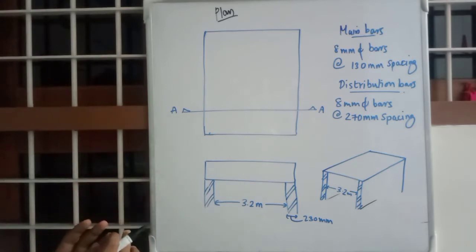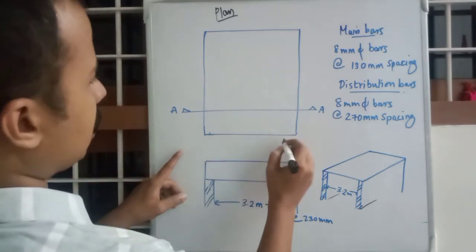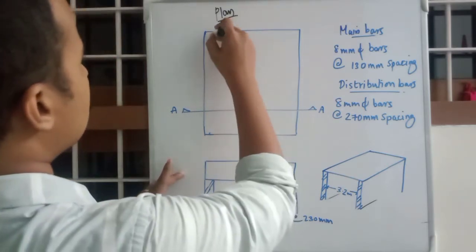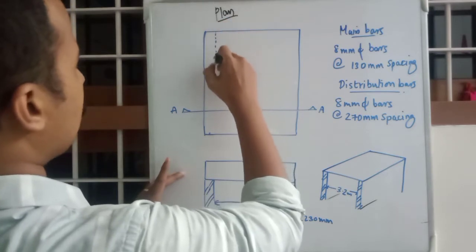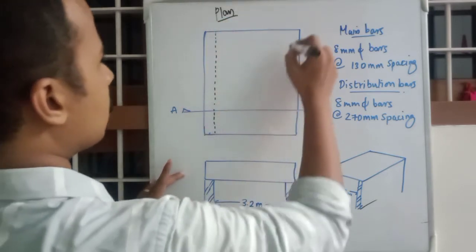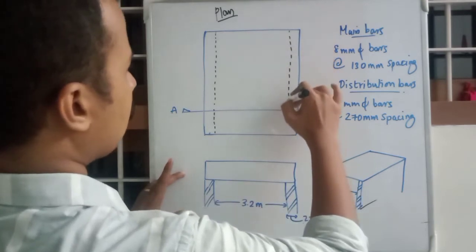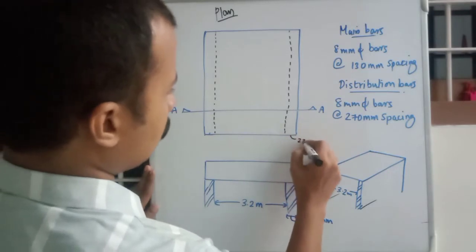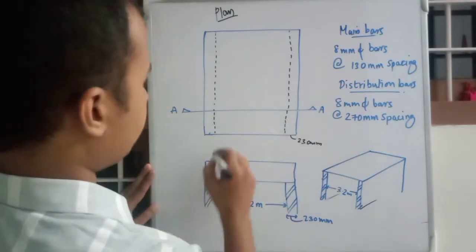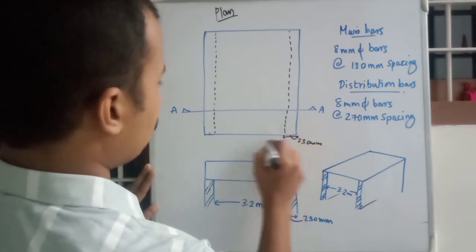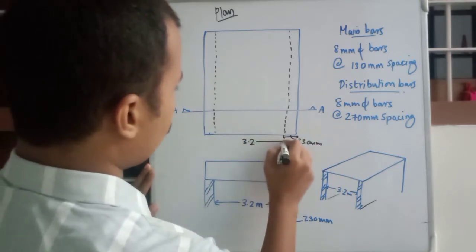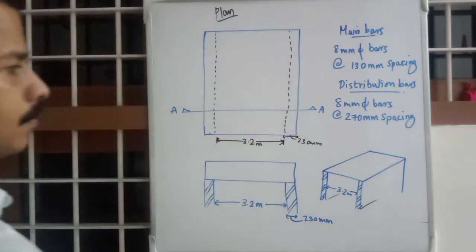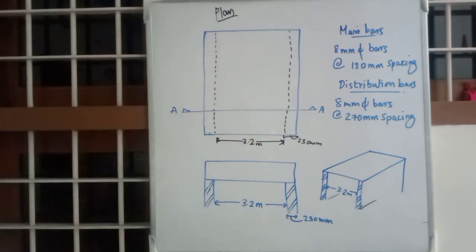Okay, so we will just mark the values like this. This dotted line, somewhat like this, will be the support, straight lines. Okay, supports, that is 230 mm. Okay, and this is 3.2 meters. Okay, and 10 meter is this dimension.